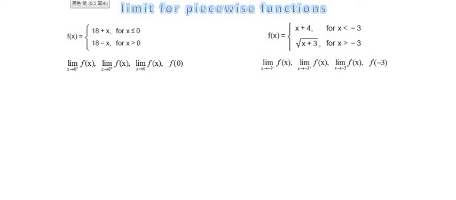Today I'm gonna talk about how to find the limit for a piecewise function. So let's take a look at the first example. f(x) equals 18 plus x for x less than or equal to 0, and equals 18 minus x for x greater than 0. So how do we evaluate the following limit?